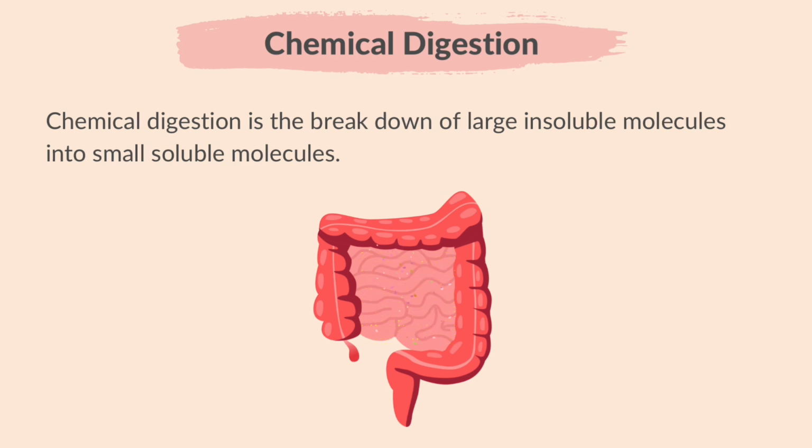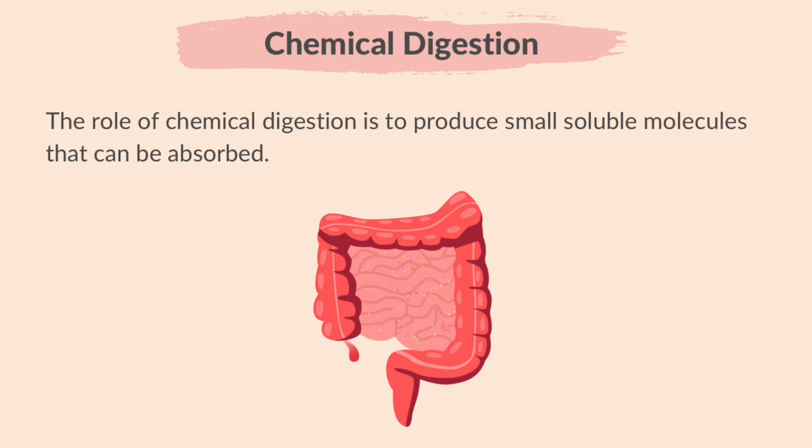Chemical digestion is the breakdown of large insoluble molecules into small soluble molecules. So what is the role of chemical digestion? It is to produce small soluble molecules that can be absorbed.